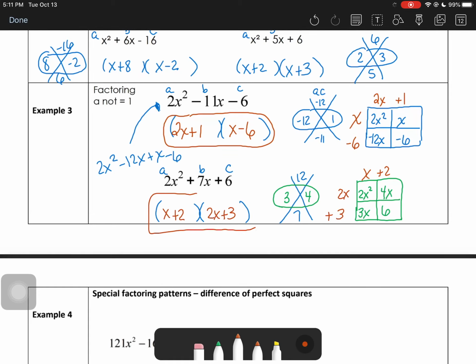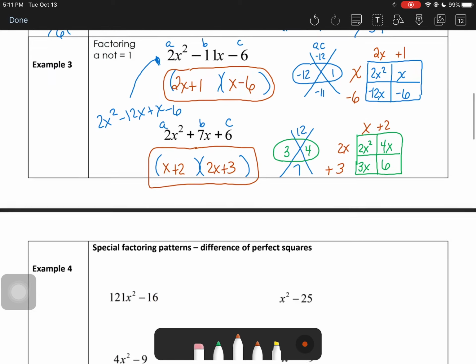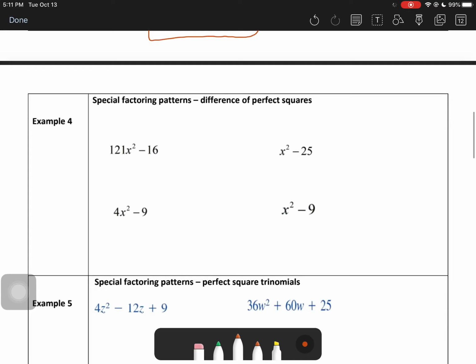All right, let's go down to the next example. We have some special patterns. If you remember, these are called the difference of squares. When you have the difference of squares, if it's a leading coefficient of 1, remember x times x is x squared, and what would we multiply together to get negative 25 would be a positive 5 and a negative 5.